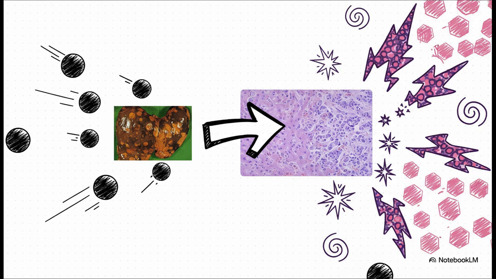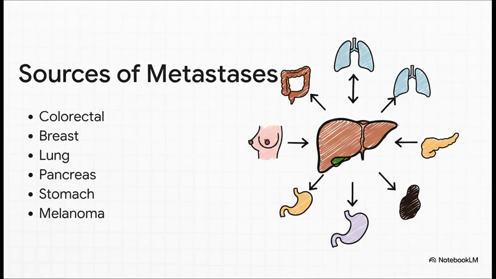On the left, you've got the macroscopic view, what a surgeon would see in the operating room. See all those different sized tumor nodules? That cannonball appearance is classic for metastatic disease. Then on the right, we've zoomed way in to the microscopic level. You can see these clusters of angry-looking, dark purple malignant cells just infiltrating and taking over the normal, healthier pink liver tissue. So why the liver?